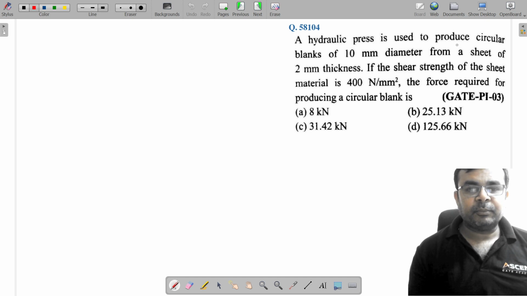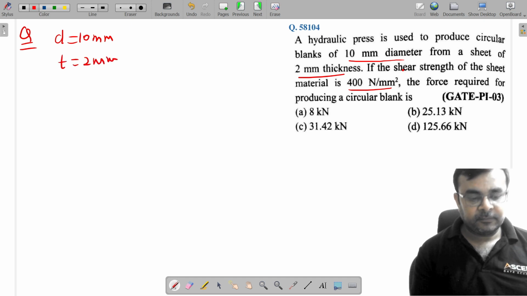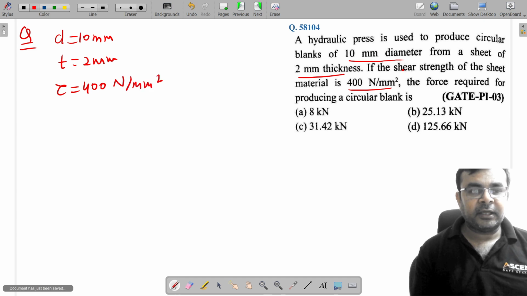A hydraulic press is used to produce a circular blank of 10 mm diameter from a sheet of 2 mm thickness. The shear strength is given here. The shear force required. Many times we see this kind of question, correct? So the diameter is 10 millimeter, thickness is 2 millimeter, correct? And the shear strength of the sheet material is 400. So tau is also given here, that is 400 Newton per millimeter square.